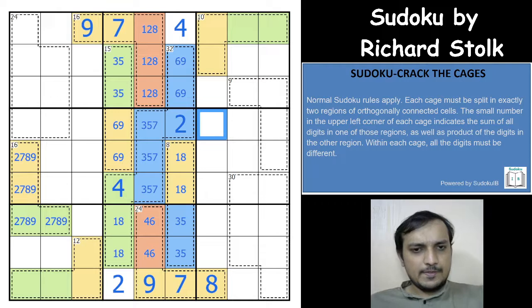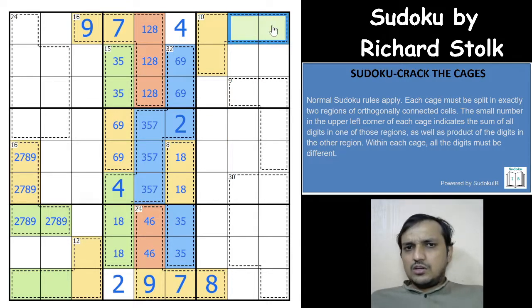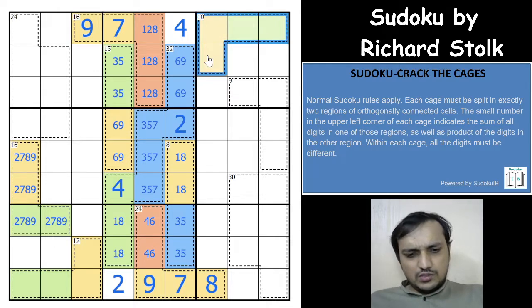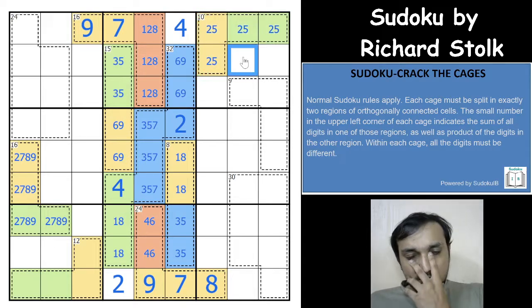Okay. Now where should I look? The 10 sum should help us. The product will always be 5 and 2 in this, right? 2 and 5. Sum can be 1 9, 8 2 is not possible, 3 7 and 4 6.